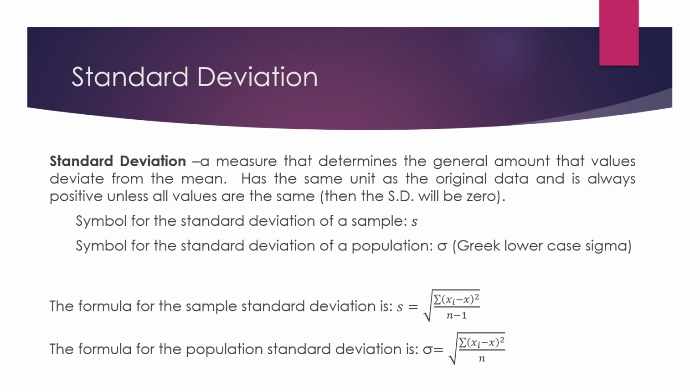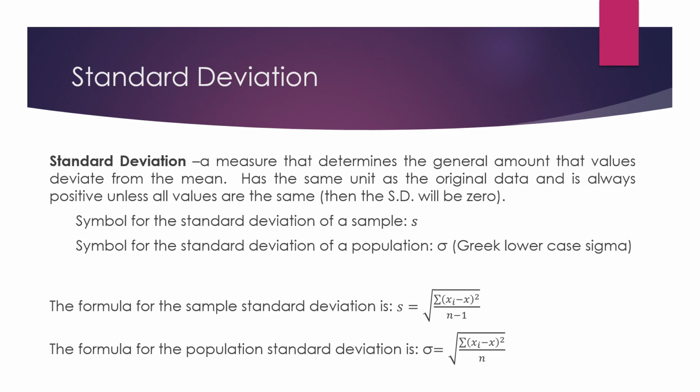Standard deviation is the most popular measure of variation. It is important to report this anytime you do any analysis of a data set. Officially, a standard deviation is a measure that determines the general amount that values deviate from the mean. Standard deviations have the same unit as the original data and is always positive unless all values are the same. In this case, then the standard deviation will be 0. We will find a standard deviation by hand. Typically, it is something that would be done using some kind of technology. But it is important to do this to get an understanding of how standard deviations actually describe data.